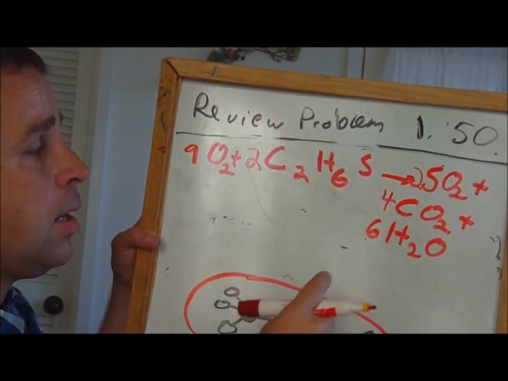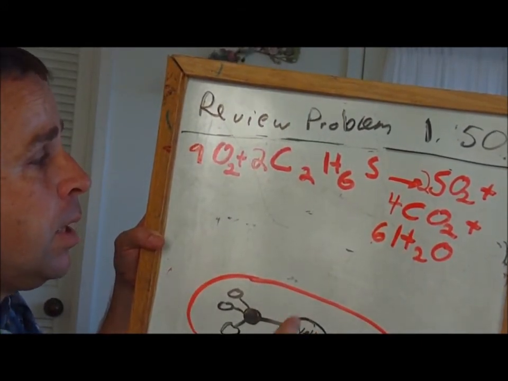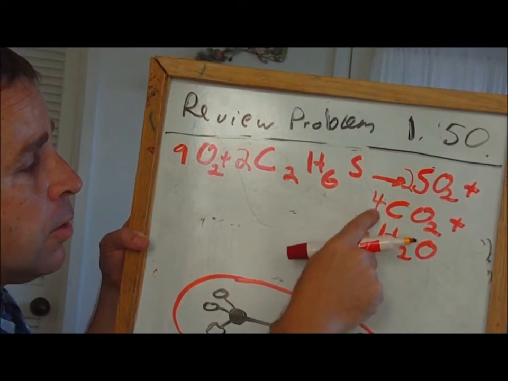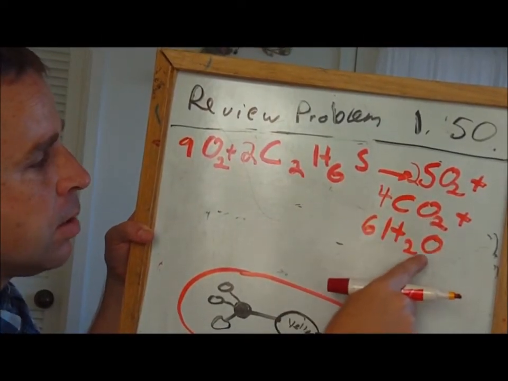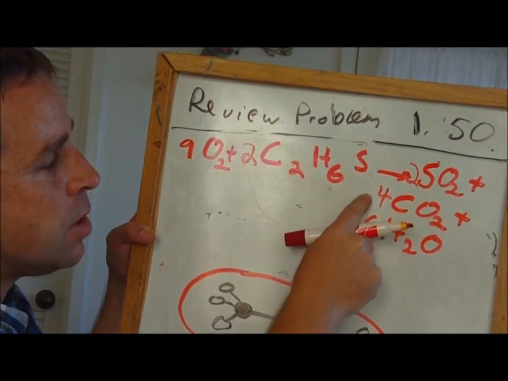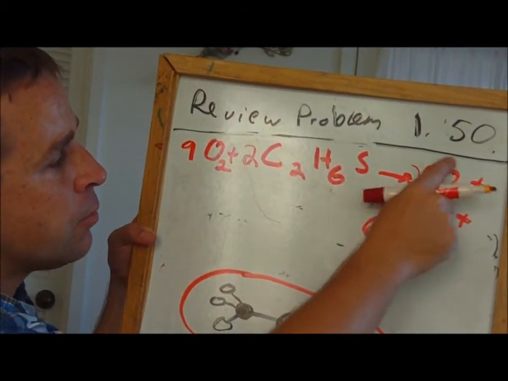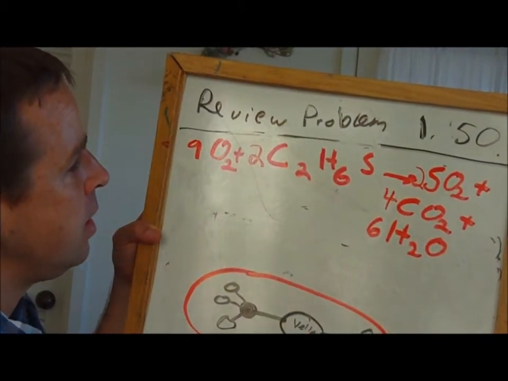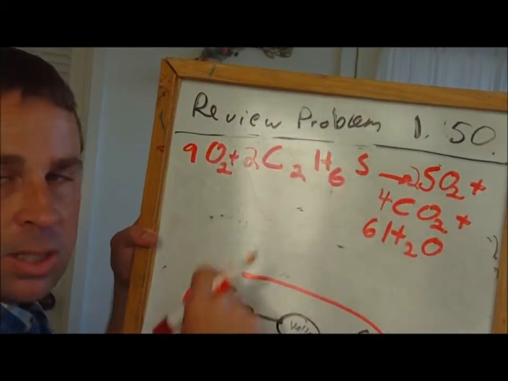That's 10. No, 8, 9, 10. Let's see, 8 here plus 6 here. 6. So it's 14 hydrogens here, plus 4 more, 18. So 9 times 2 is 18, and we have 18 oxygens there.